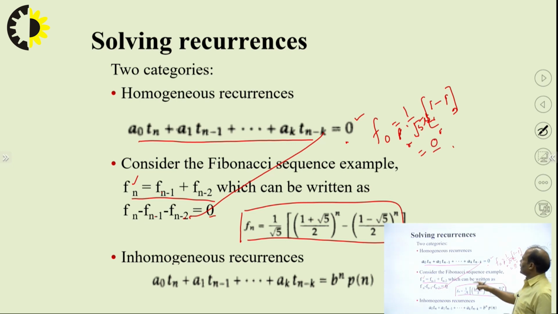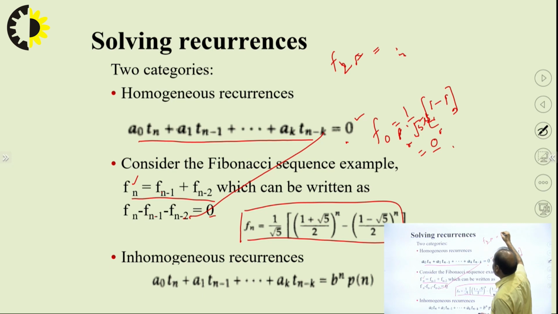Same thing we can calculate for f1 by putting n equal to 1 directly. No need to go again and again. If we are interested in getting f2 using the recurrence formula, f2 is f1 plus f0, so again we need to compute f1 and f0. But here there is no need to go back into the recursion. We can directly put n equal to 6 over here and get the value.